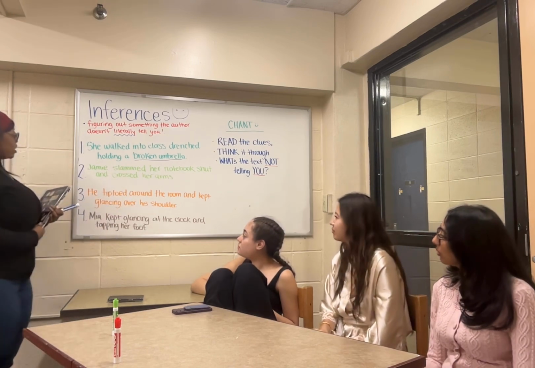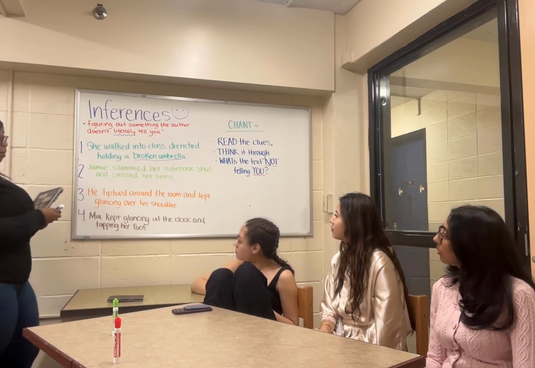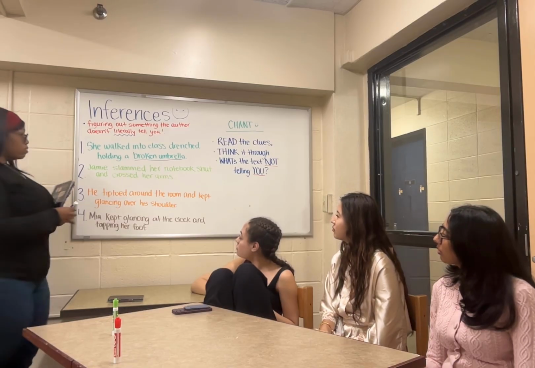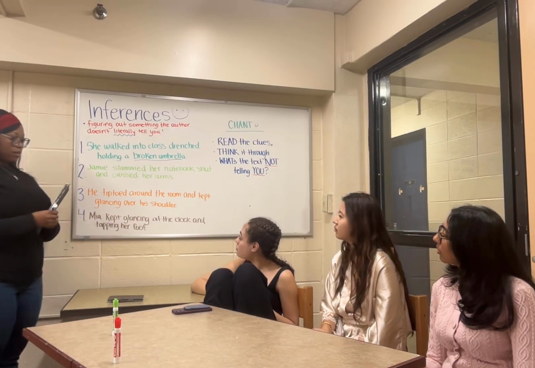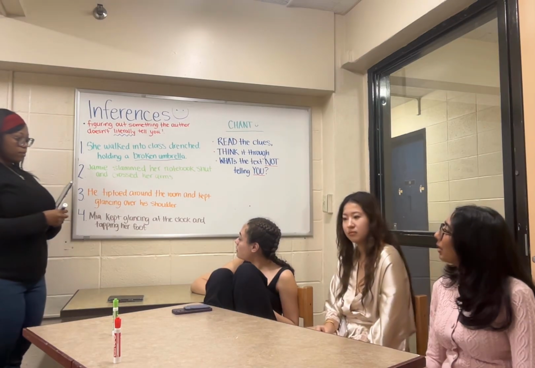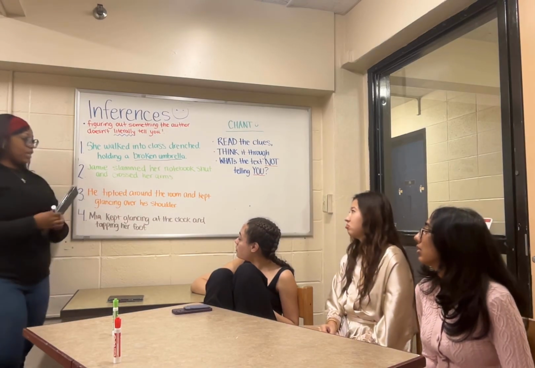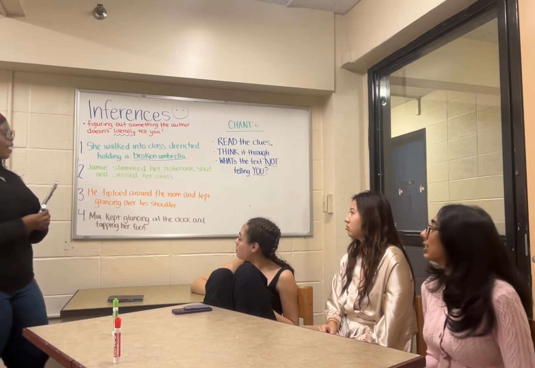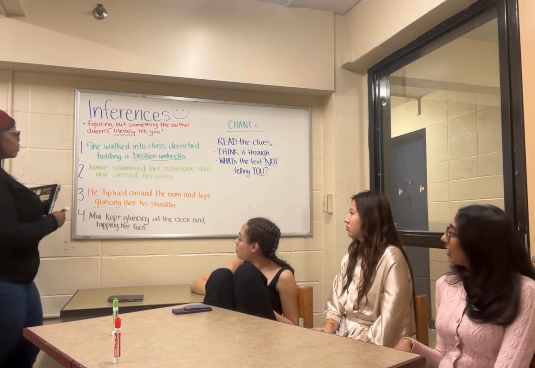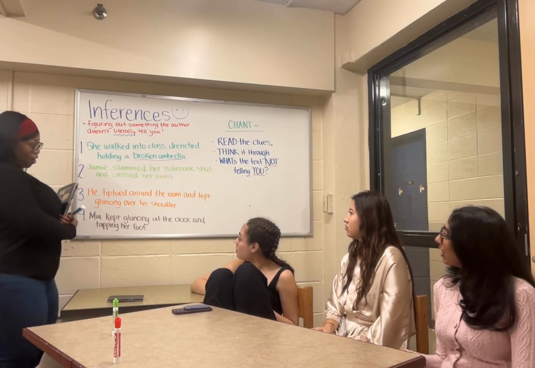Okay, so let's also look at number two. Jamie slammed her notebook shut and crossed her arms. What do you guys see? What do you think? Oh, maybe she's like freezing cold. Okay, I can see that. What made you say that, Ellie? Because she crossed her arms. Exactly. You can associate crossing your arms with being cold.